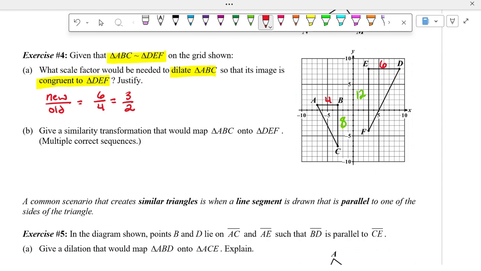Now, to check, because remember, they should all be by the same scale factor, I'm going to do the same thing with the 8 and the 12 just to check myself. So I'm going to do 12 divided by 8. Does that simplify down to 3 over 2? Yes or no? Yeah, it does. If you divide both of these by 4, 12 divided by 4 is 3. 8 divided by 4 is 2. So my scale factor is 3/2.